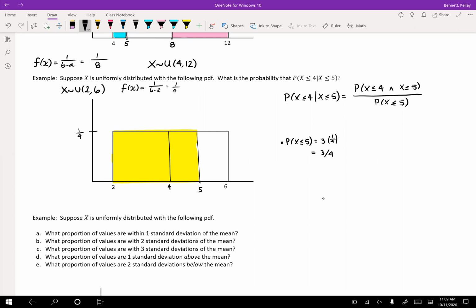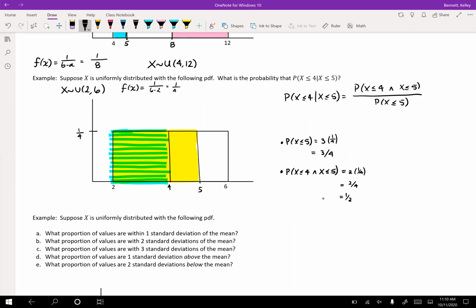So the next thing I need to do is look at the probability that x is less than or equal to 4 and x is less than or equal to 5. In order to do that, I'm going to shade where x is less than or equal to 4. I'm going to shade a little bit outside the lines just so we're clear that it's not green, it's blue, and that it's an intersection. I'm looking here, and this area has base 2, height 1/4. So that's going to give me 2 over 4, or 1/2.